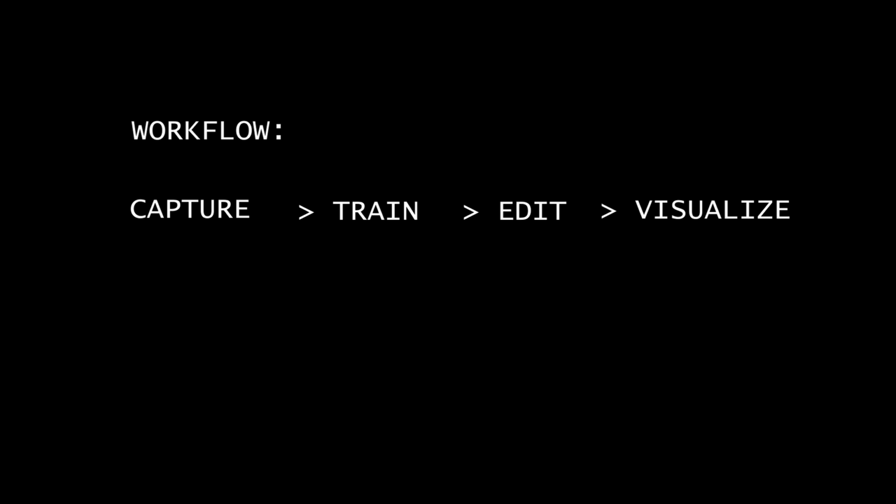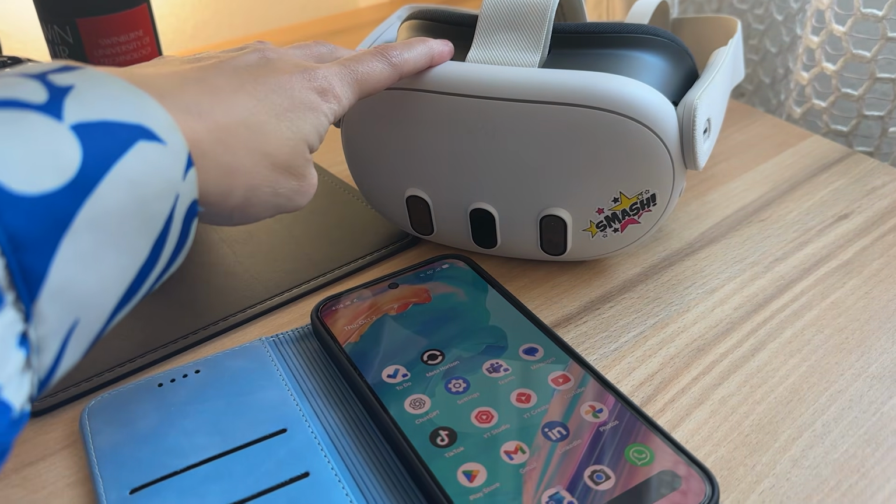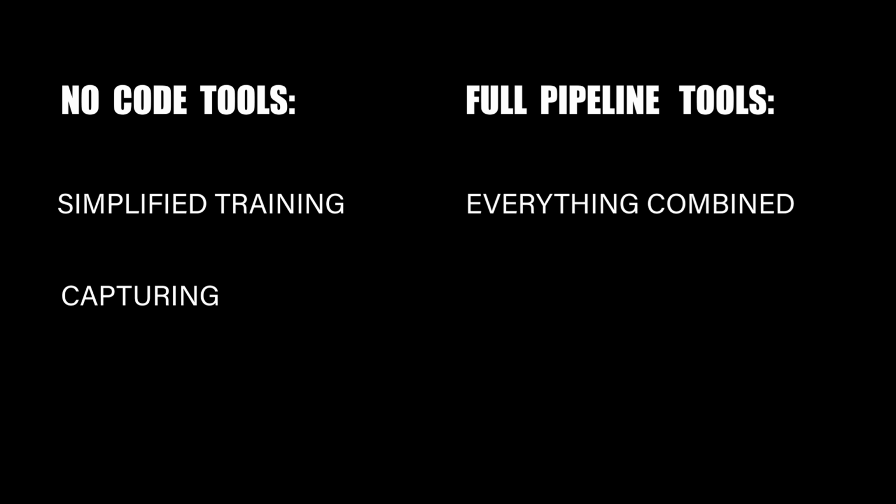Usually the workflow is that you capture the place or the object you want to capture. Then you train the Gaussian splat, you edit it, and you deliver the visualization of the Gaussian splat that can be on the browser or in virtual reality. Now, with the no-code desktop tools, you have a simplified training, and you basically cover the capturing and training of the Gaussian splat. Instead, with the full pipeline tools, you have everything combined.